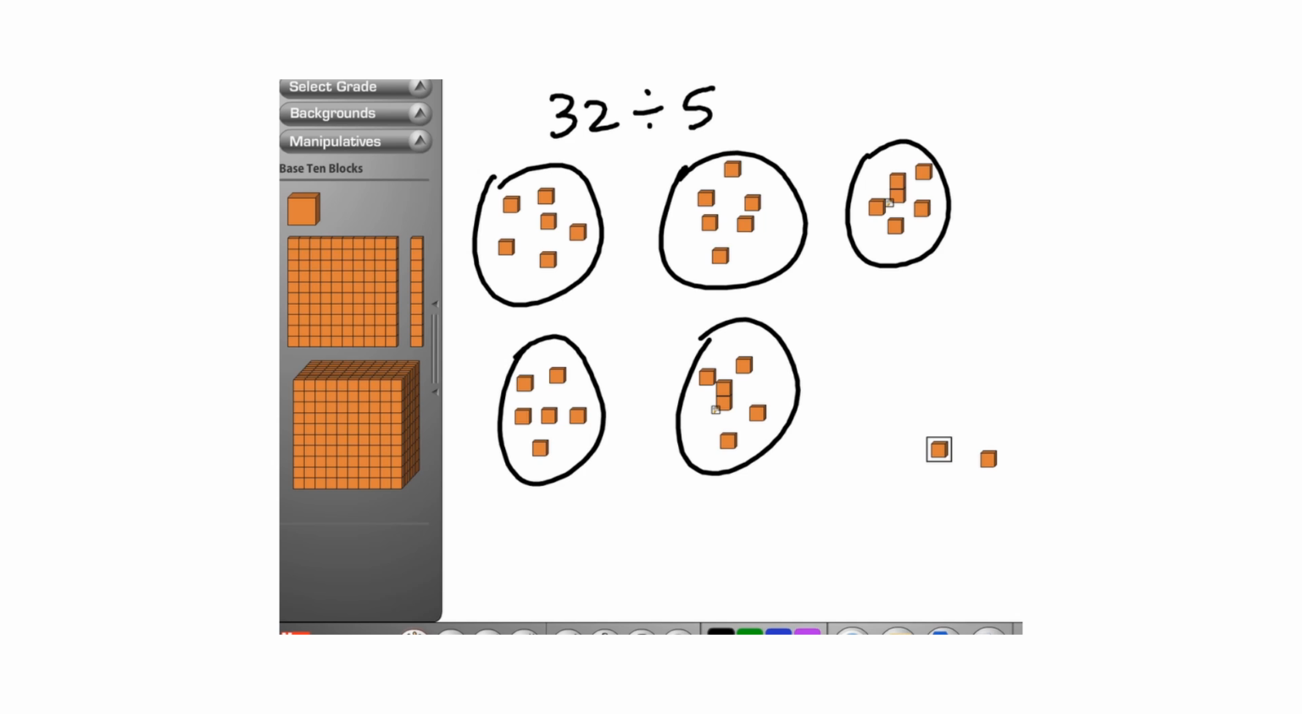The question on number 4 asks, how many are in each group? So I have 1, 2, 3, 4, 5, 6 in each group, and you can double check that you didn't mess up. There's 6 in every group, and then there's 2 leftovers. So the answer on this one would be 6 remainder 2.